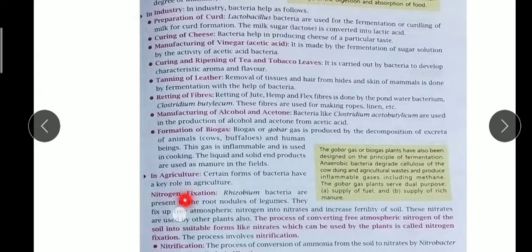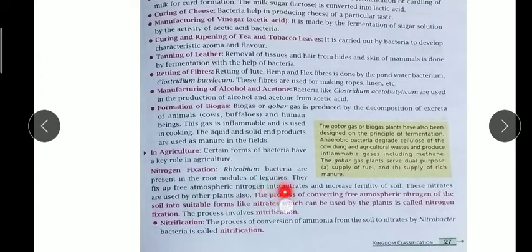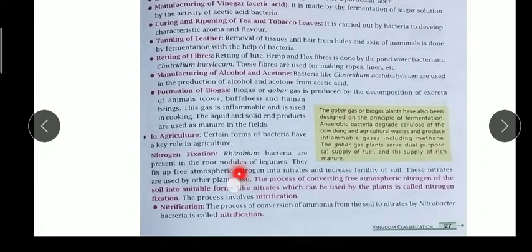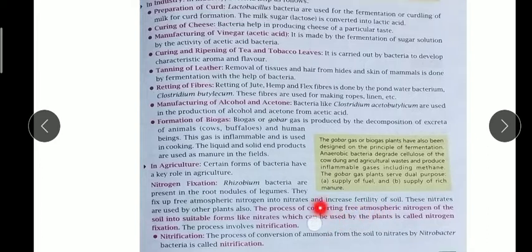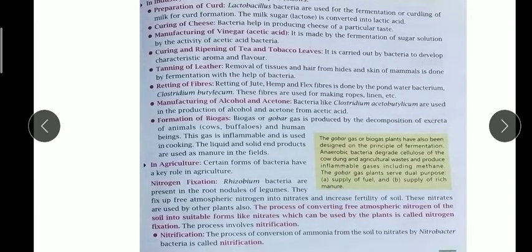Rhizobium is a bacteria which is present inside the root nodules of legumes. What this bacteria does is fix the atmospheric nitrogen which is present in the atmosphere into nitrate forms, and it helps in increasing the fertility of the soil. These nitrates are used by other plants also. The process of converting free atmospheric nitrogen into suitable forms, into nitrates which can be used by the plant, is called nitrogen fixation.